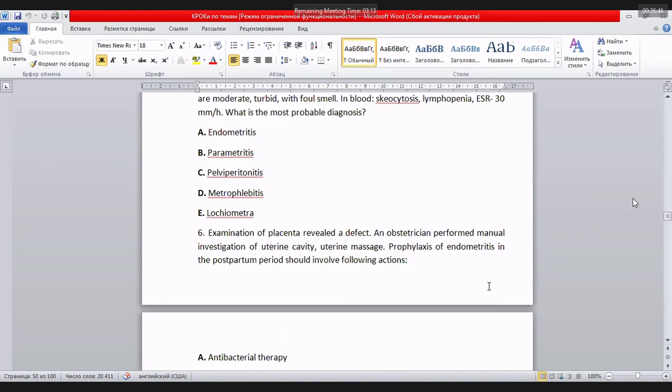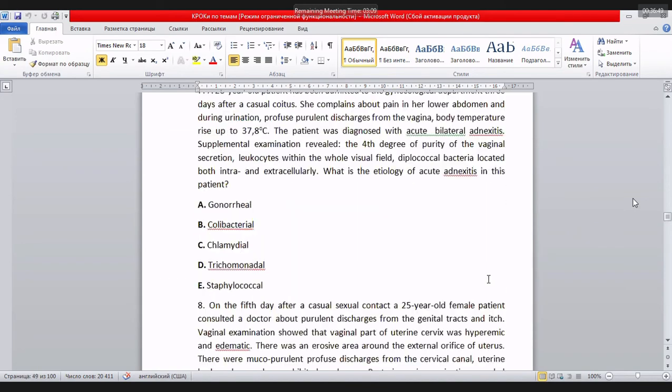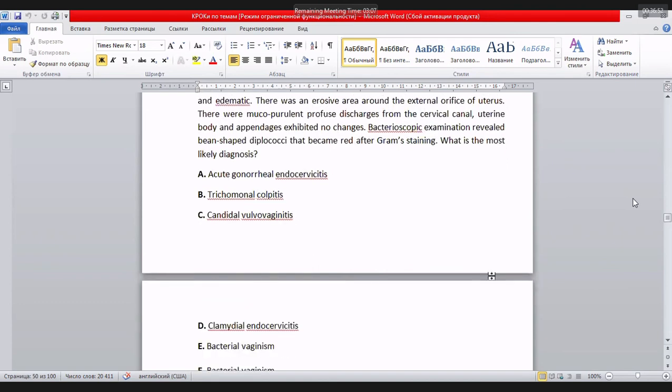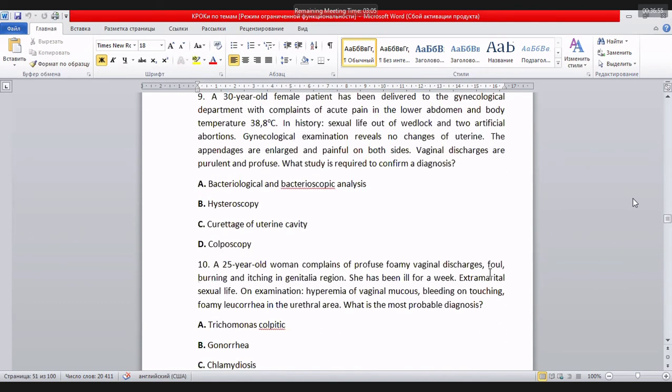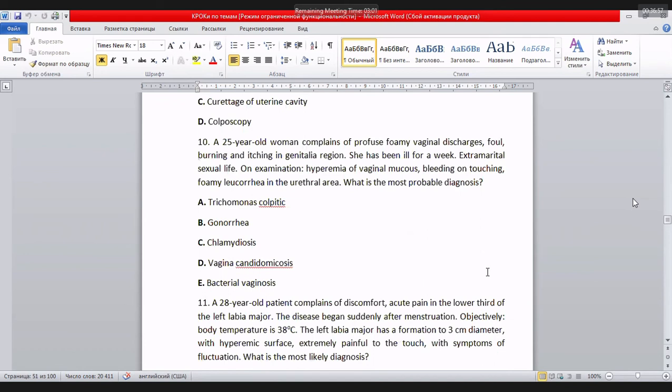Excuse me, where is our test? 25 years old woman. We have 2 minutes, guys. Complains of profuse foamy vaginal discharges, burning and itching in the genital region. She has been ill for a week. Extramarital sexual life, without marriage. On examination, hyperemia of the vaginal mucosa, bleeding on touching, frothy, foamy discharge in the vaginal area. What is the most probable diagnosis?